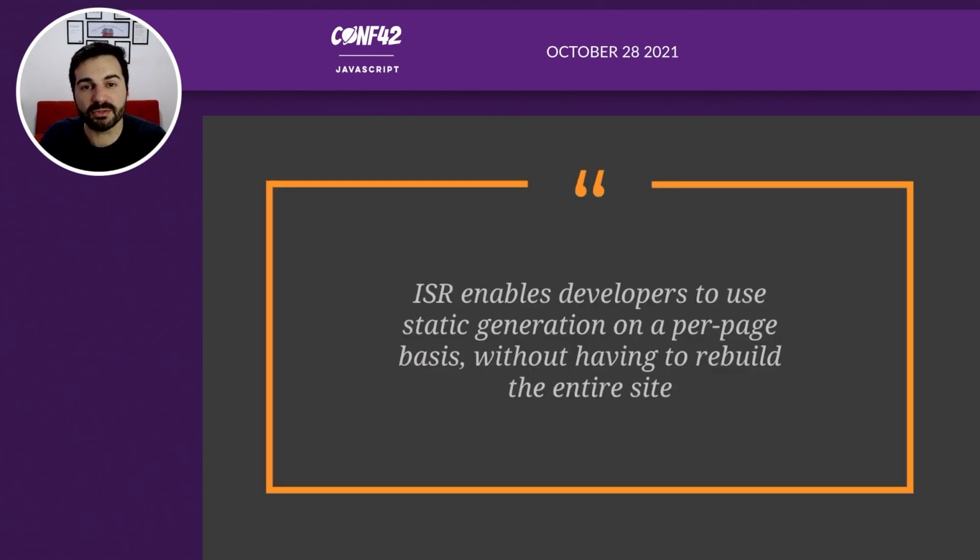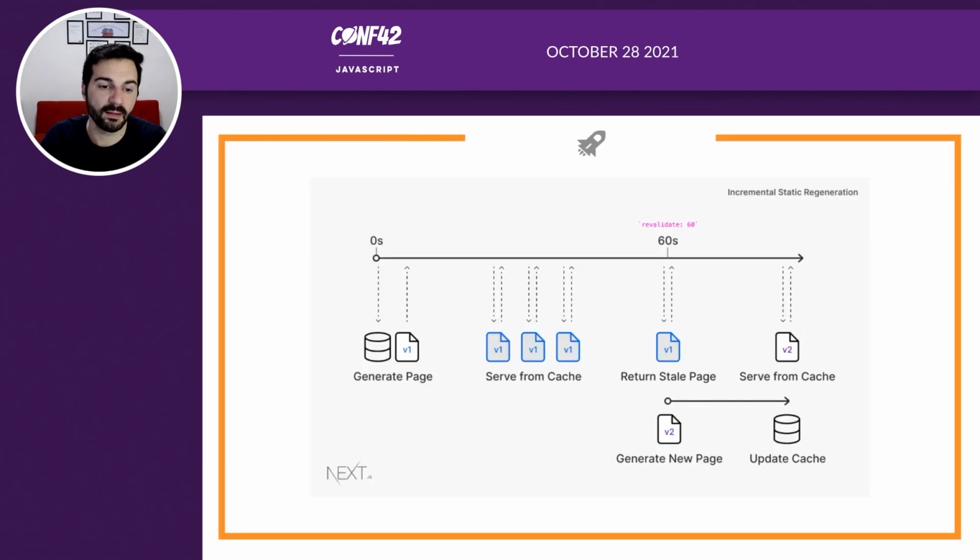This feature enables developers to use static site generation on a per-page basis without having to rebuild the entire site. So we will have the build process of the static site generator running for the first time, and we will generate version 1 of our pages, let's say. After we generate all the pages that we need, we will deploy them to the web server, and we will cache the first version of these pages.